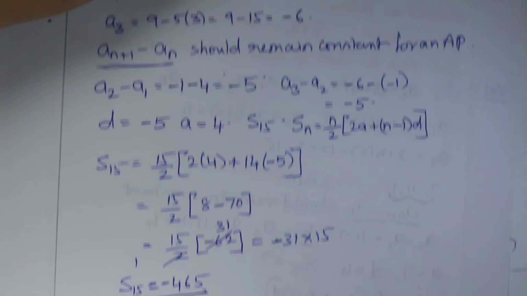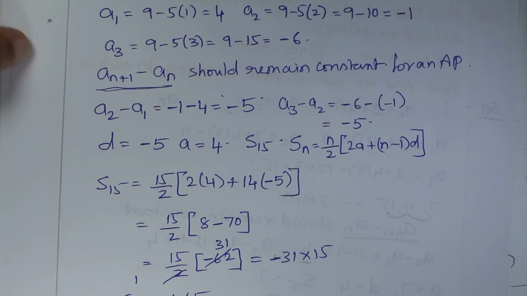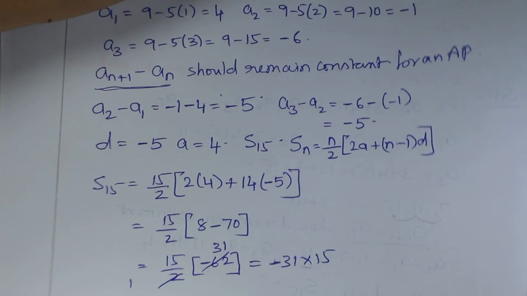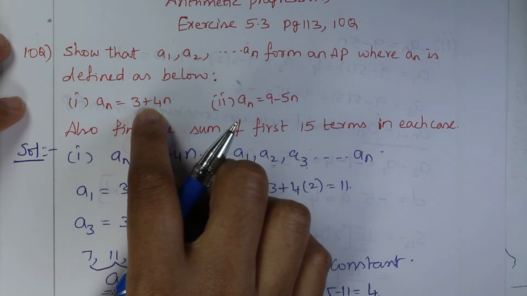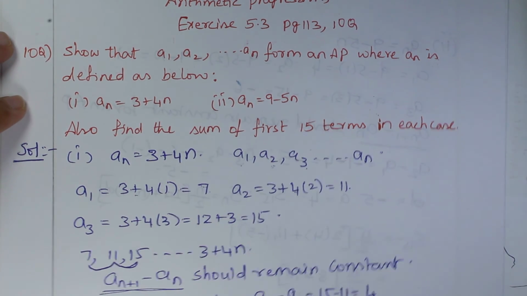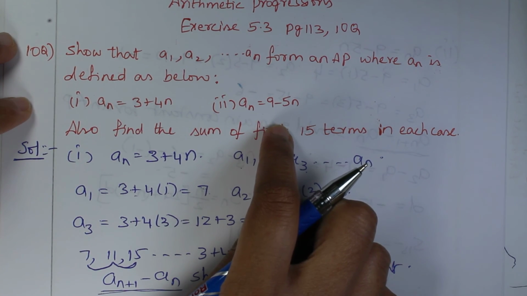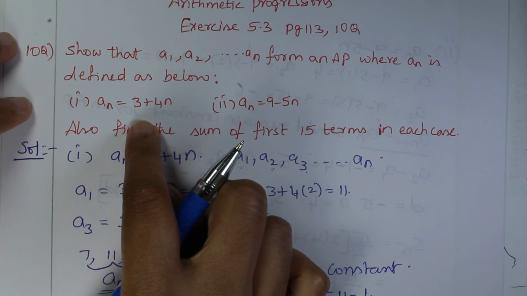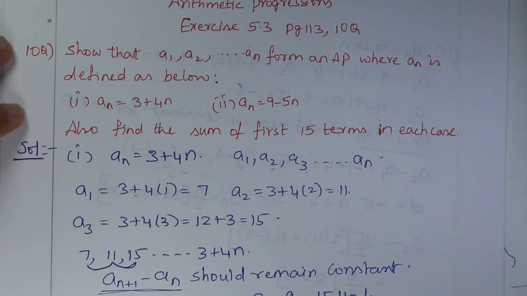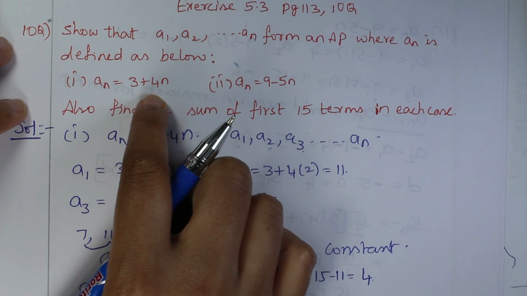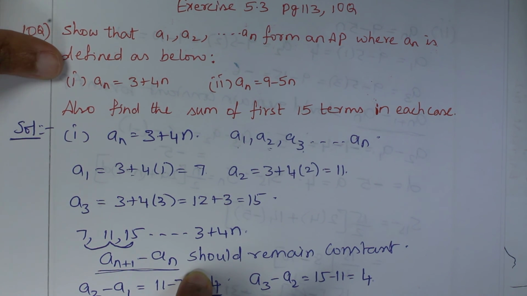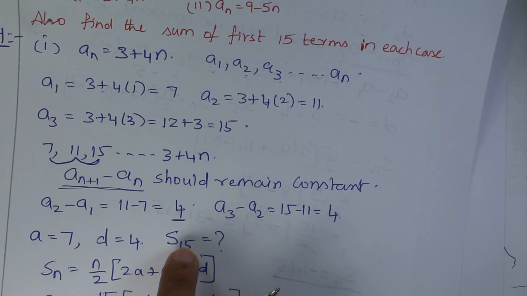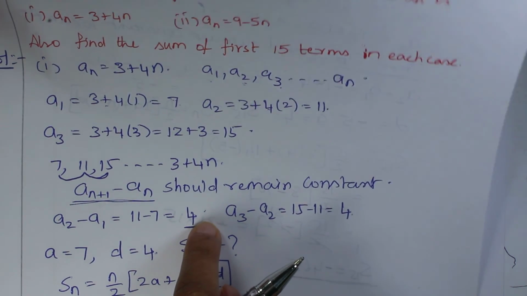I'll explain this problem once again. He has given two sequences: an is equal to 3 plus 4n, and an is equal to 9 minus 5n. We have to prove these two sequences are arithmetic progressions, and after that find the sum of the first 15 terms of each. We calculated a1, a2 and a3 in the first series, and proved that the difference between consecutive terms, an plus 1 minus an, is constant. In the first case it is 4, that is, the common difference d is equal to 4.